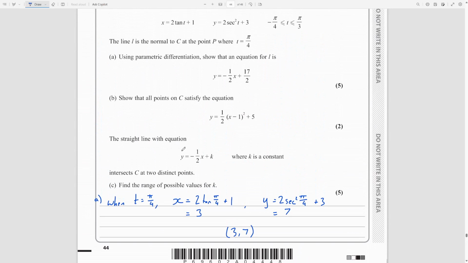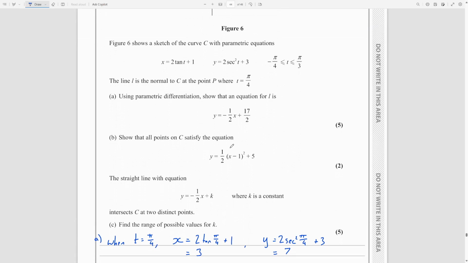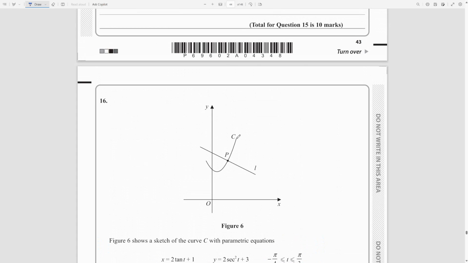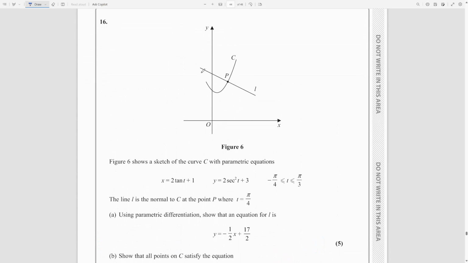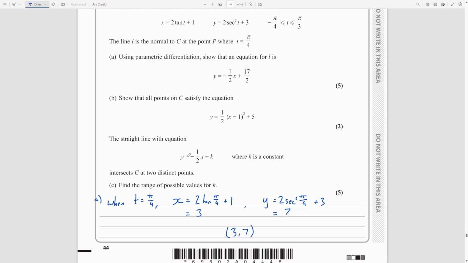Okay, the straight line with equation y equals minus a half x plus k, where k is a constant, intersects C at 2 distinct points. Find the range of possible values for k. Okay, have a look at this here. So we've got a chunk of a quadratic here. We've just shown that all the points in this parametric equation satisfy this, which is a quadratic. But it's not the full quadratic. It stops here and it starts here. Now, you can see that at the moment, the line that we had, minus a half x plus 17 over 2, only intersected once. Now, we're told that we've got a special line here which intersects at 2 points.